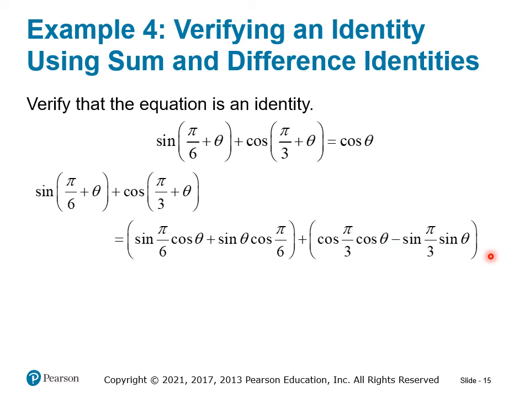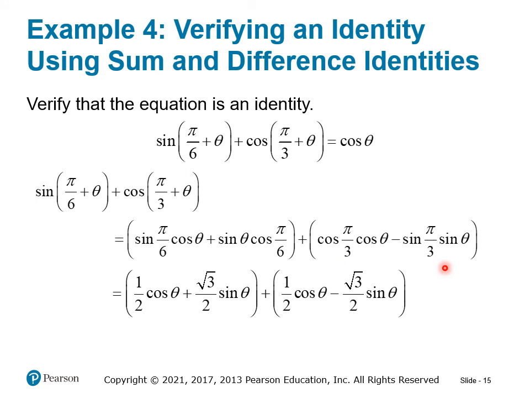Now we look at our known angles, pi over 6 for sine and cosine, pi over 3 for sine and cosine, and plug those values in. And then we look at what we have here. Notice we're adding a negative square root of 3 over 2 sine and a positive square root of 3 over 2 sine. So these are going to cancel out because we have the same number in front.